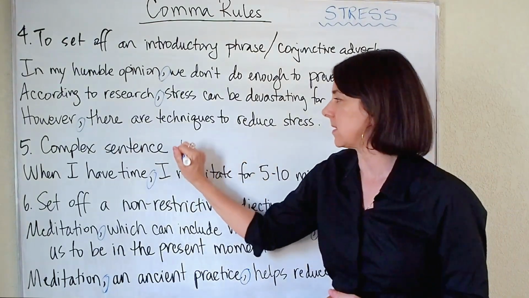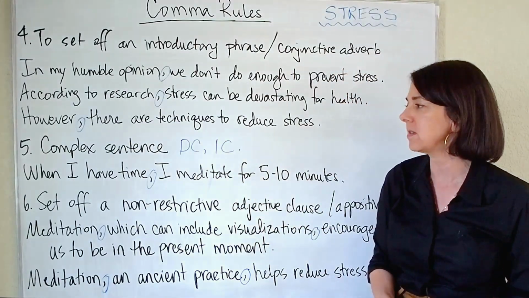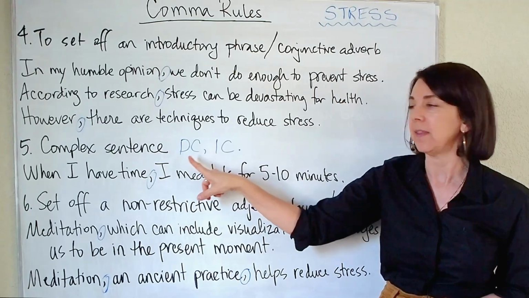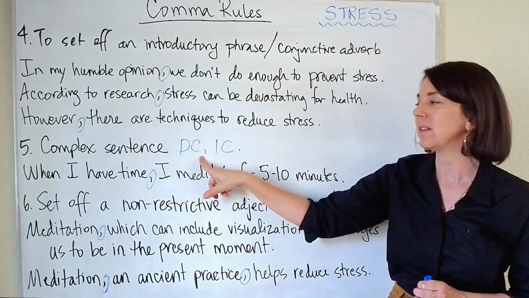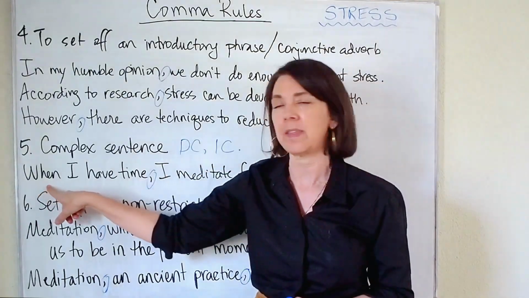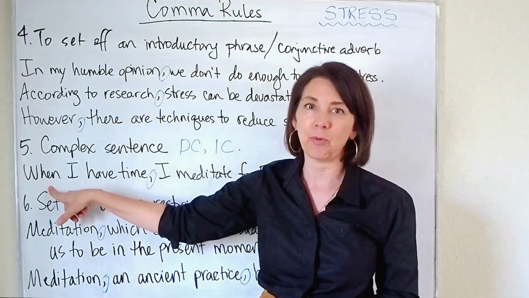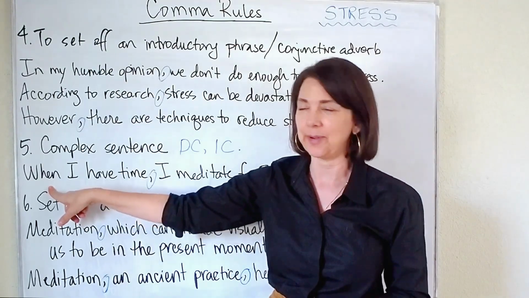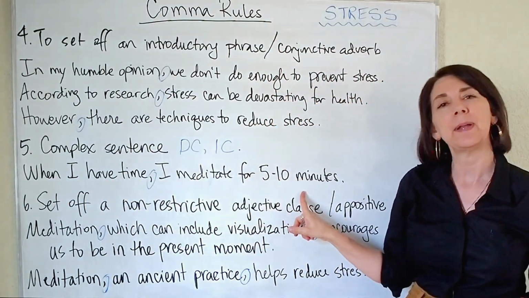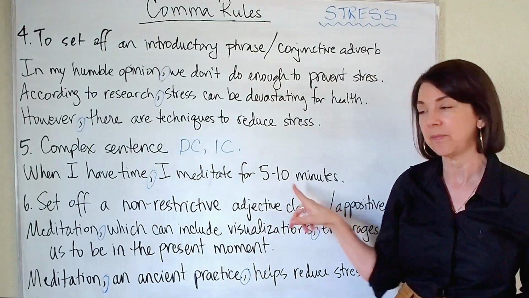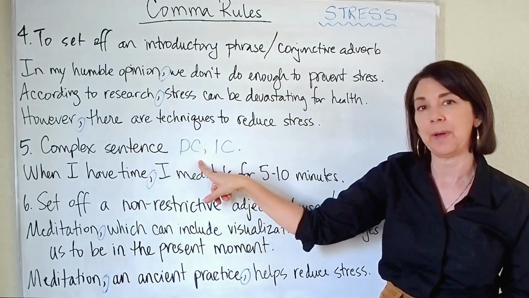So a complex sentence has a dependent clause and an independent clause joined with a comma, and this is when the dependent clause comes first. What's a dependent clause? It's a clause that begins with a subordinating conjunction like when, if, before, after, because, etc. For example, when I have time, I meditate for 5 to 10 minutes. Here we need to put a comma at the end of the dependent clause.